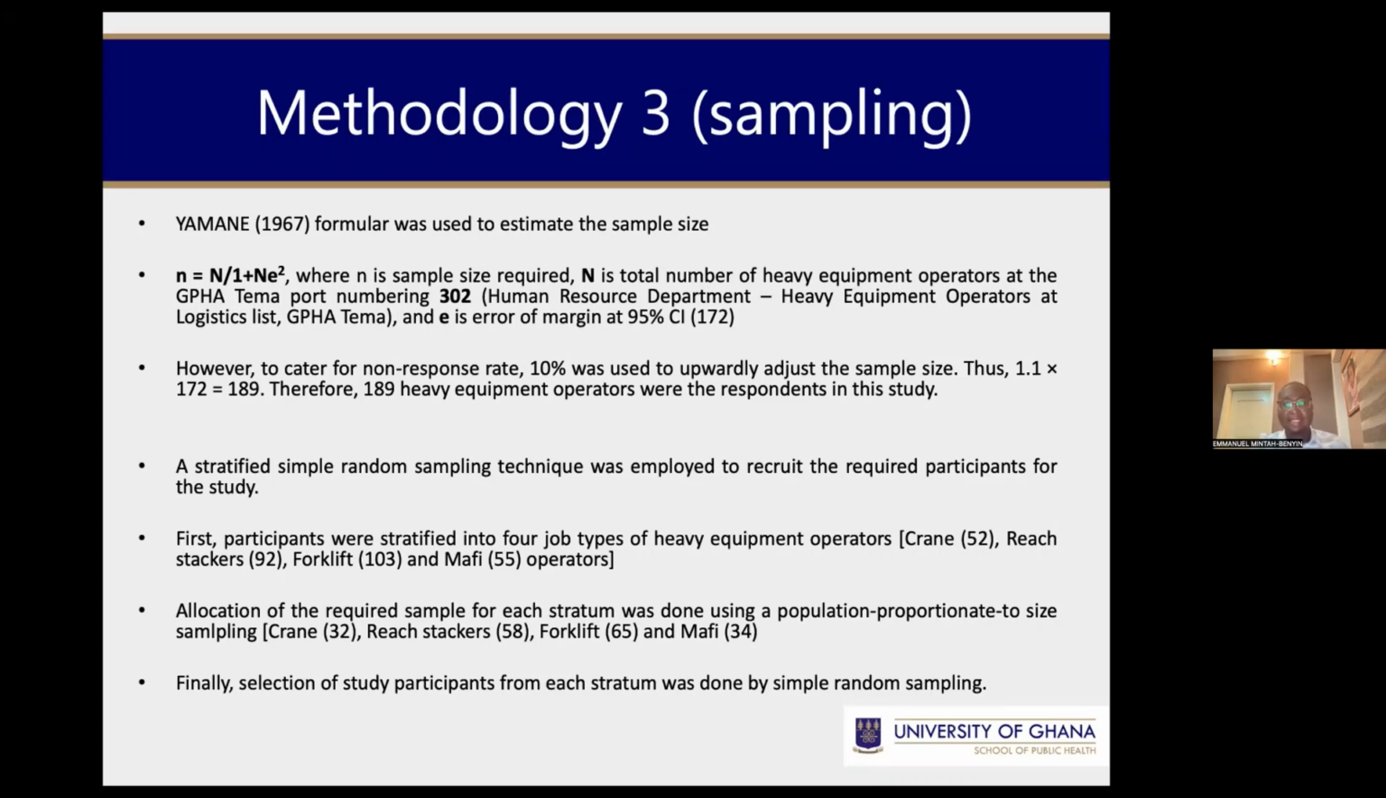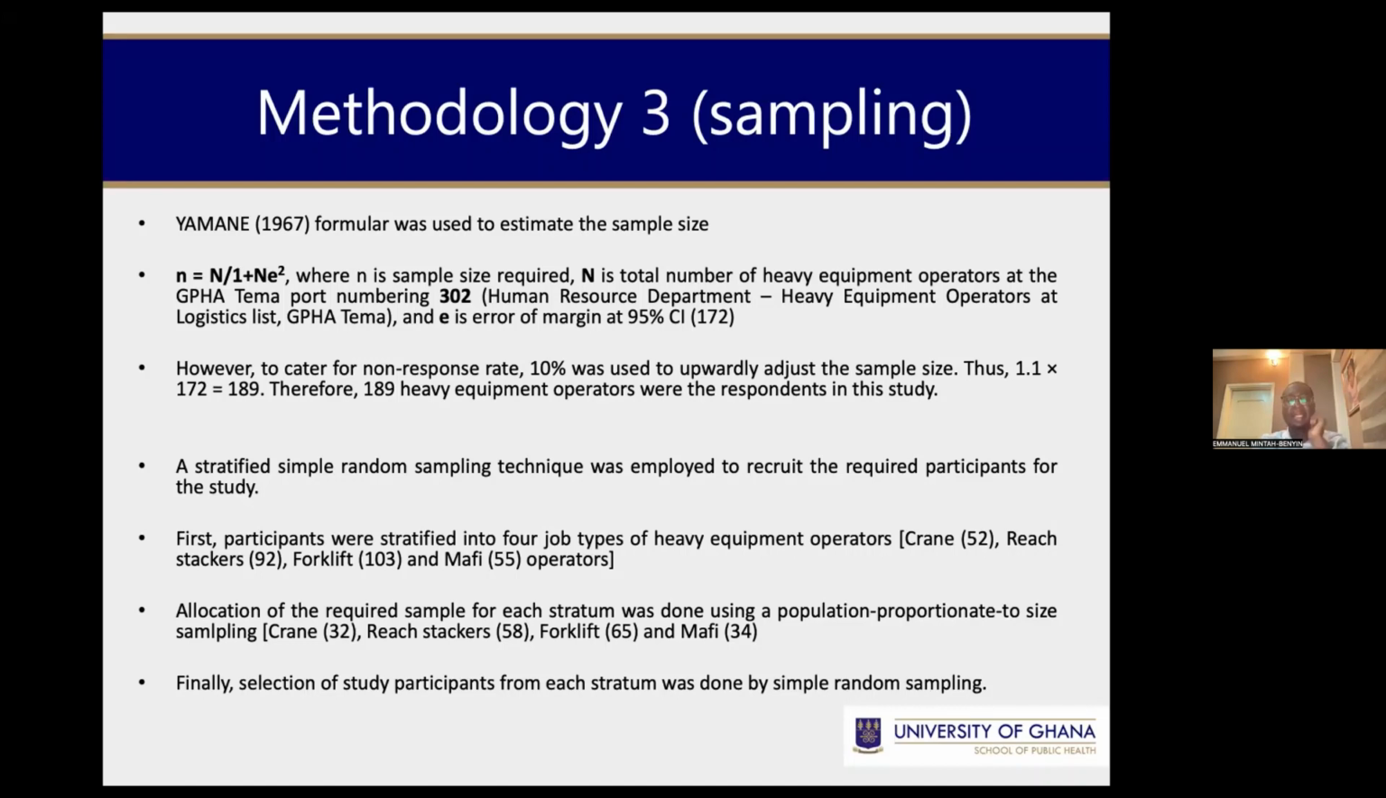So we had 172 participants to be added as the sample size, and a 10% adjusted sample size was also added, making it 189. So the respondents were 189.